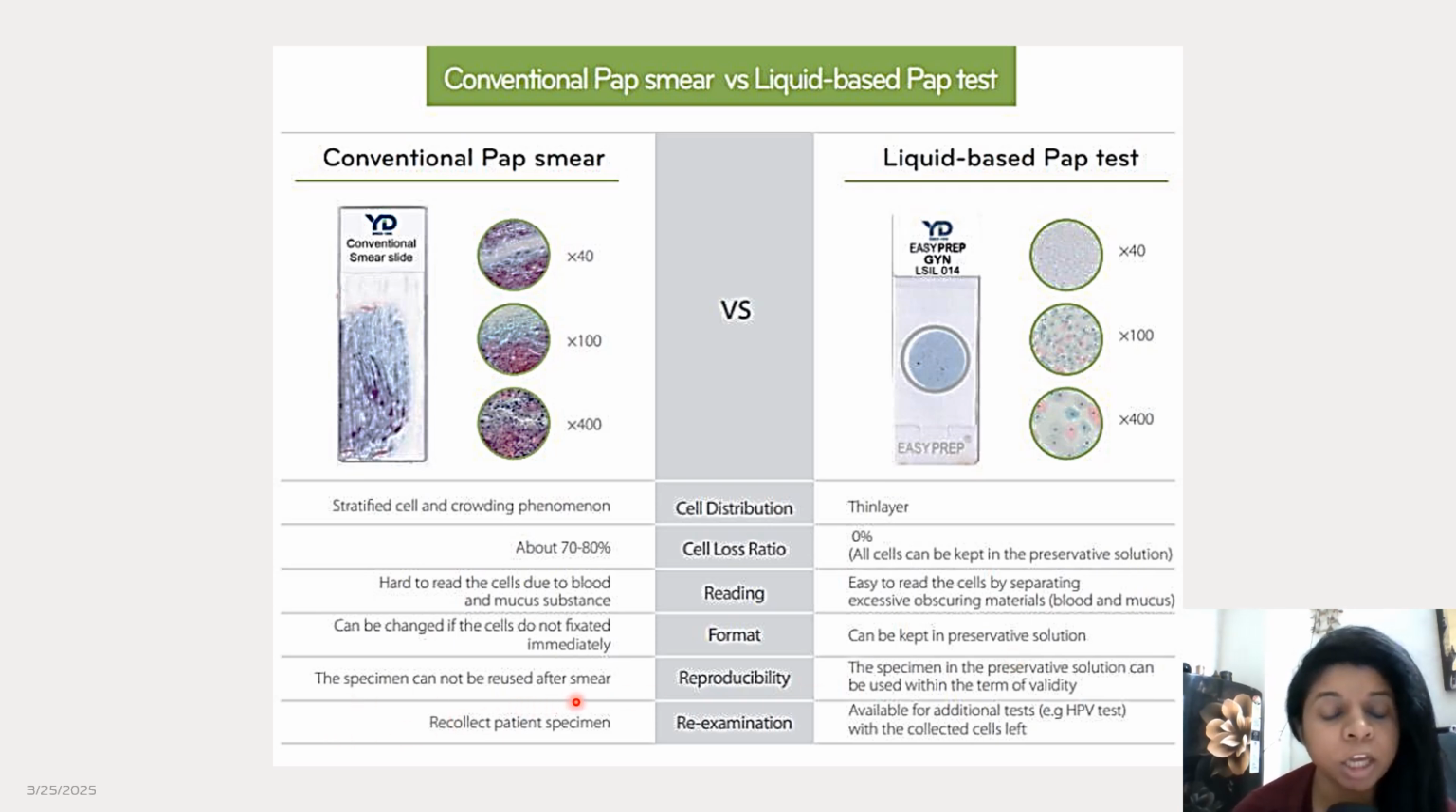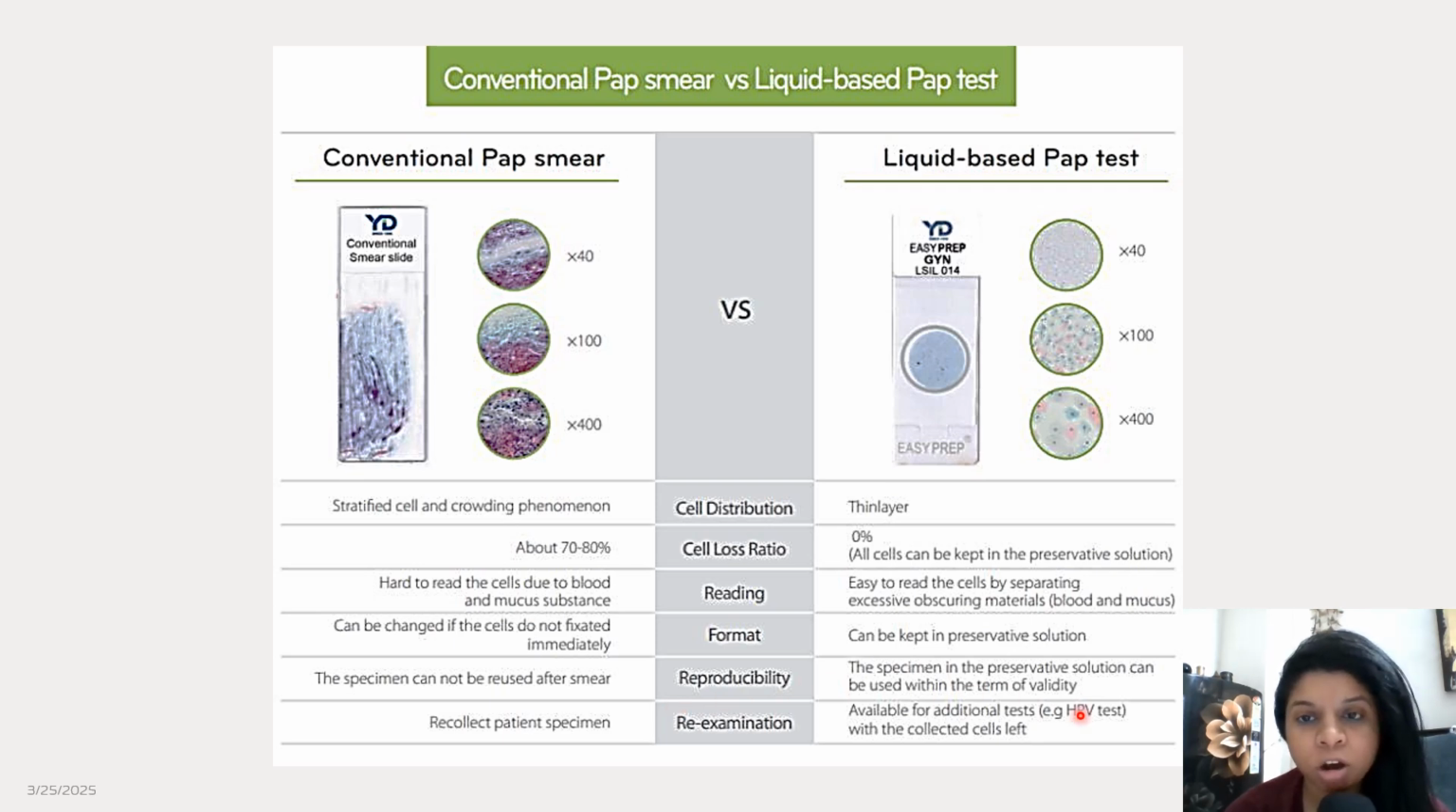Reproducibility: the specimen cannot be reused after the smear. Once the smear is prepared, it is done. You can use the slide to see again and again or for a second opinion, but you cannot prepare another smear from it. And even the brush is discarded, because once it is taken, the rest of the specimen is already dried because of the air and it is unusable.